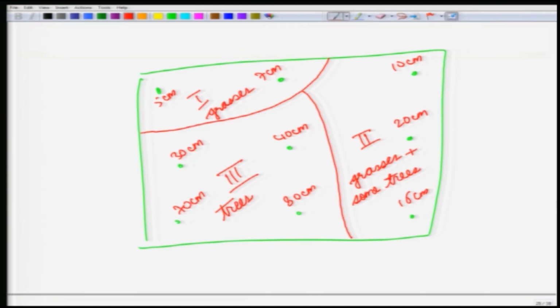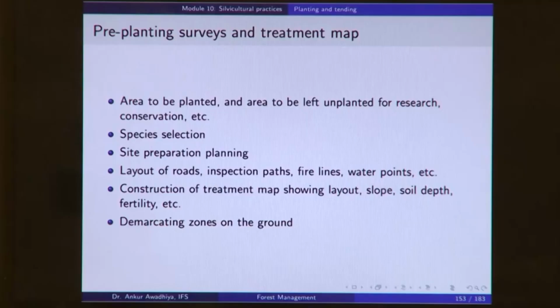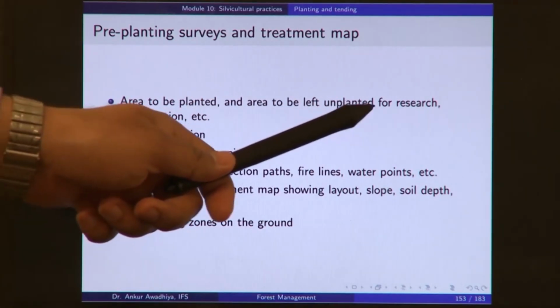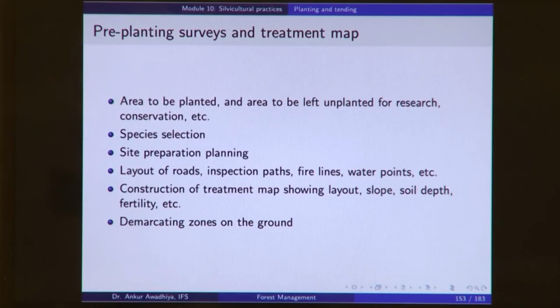So, before doing the planting operation, you need to figure out the soil depths and get the soil profile map of the area. Next, we perform a pre-planting survey and prepare a treatment map. Now, what is a pre-planting survey? It is a survey, and we have seen what surveys are. This is a survey that is done before planting. And what are we trying to figure out in this survey? We need to see the area to be planted and the area to be left unplanted for research work, for conservation work, and so on.